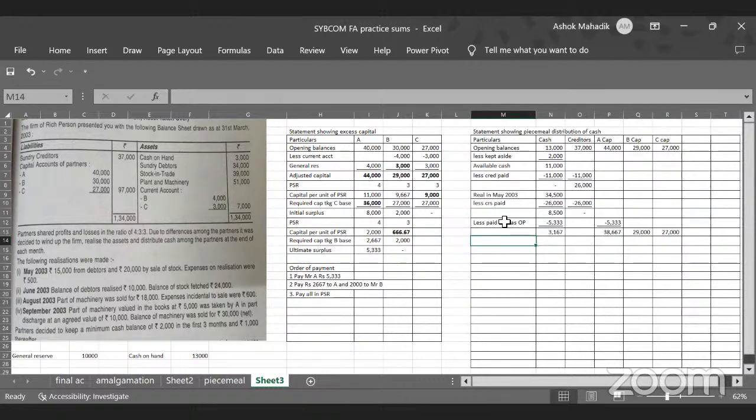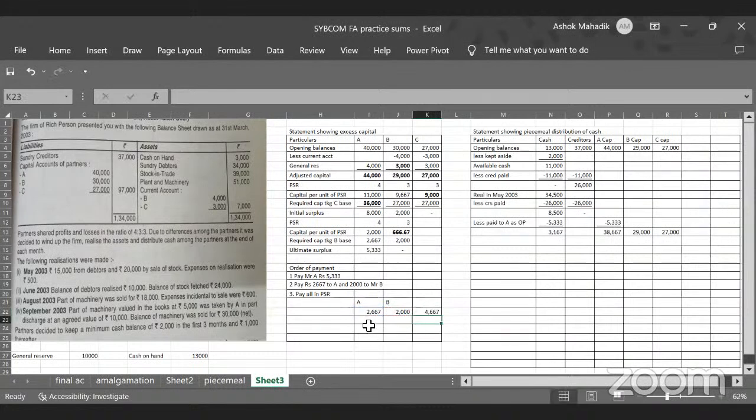Number 2, pay 2,667 to A and 2,000 to Mr. B. So total we need 4,667, but we don't have that much amount. So what we have to do? We have to pay them in that order, 2,667 and 2,000. Okay, I'll just write A and B. How much is the value payable? 2,667 to A and 2,000 to B. Just write the total in the next column. So you will get the ratio. This is simplest way. Okay.